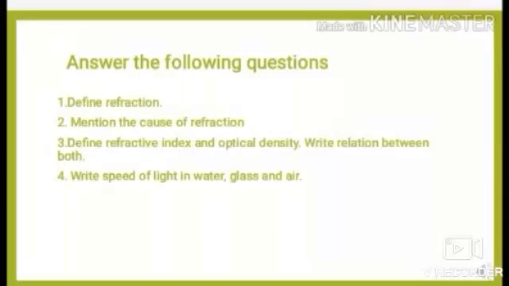Some assignment questions: First, define refraction. Second, mention the cause of refraction. Third, define refractive index and optical density. Write the relation between the two. Next question, write the speed of light in water, glass and air.